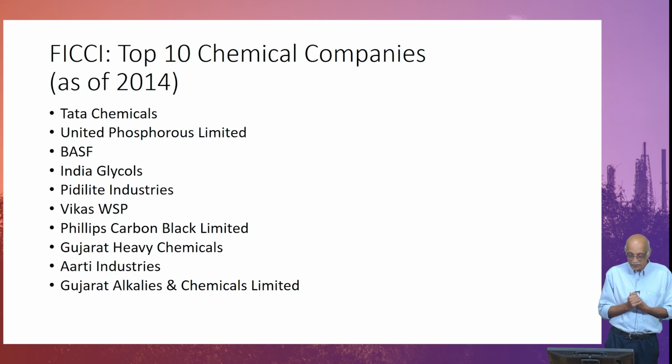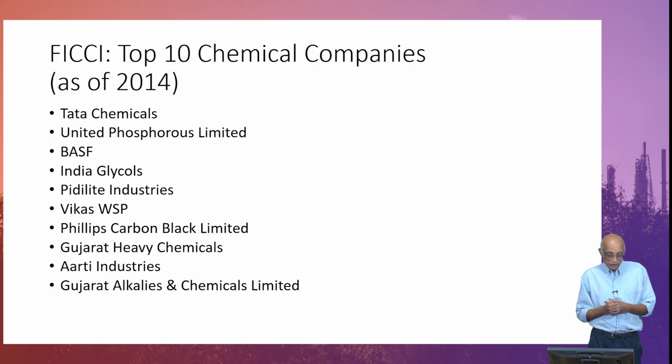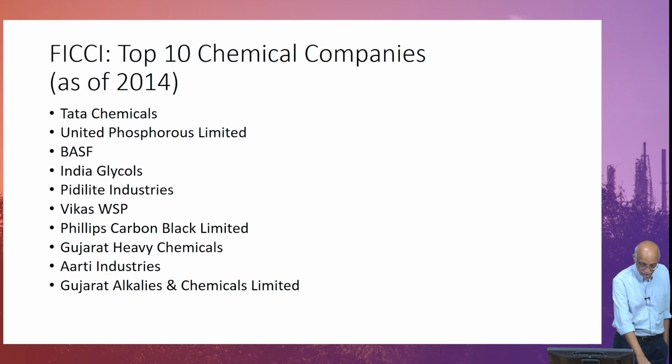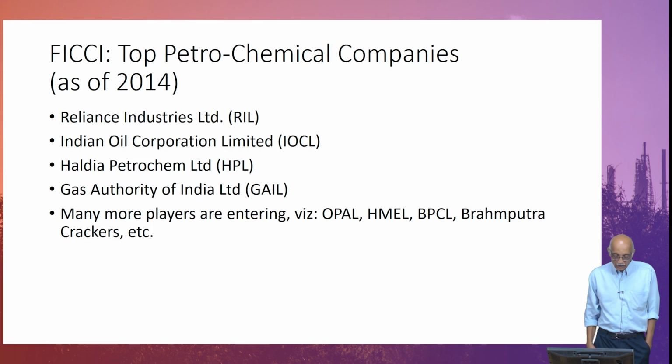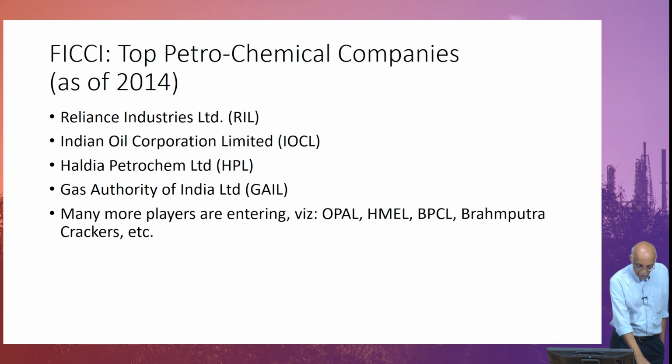Tata Chemicals, BASF, but the others seem to be fairly localized companies, but apparently they are big manufacturers. And these are the top petrochemical companies. I think this we are more familiar with: Reliance Industries, IOCL, Haldia Petrochem, GAIL, and so on.